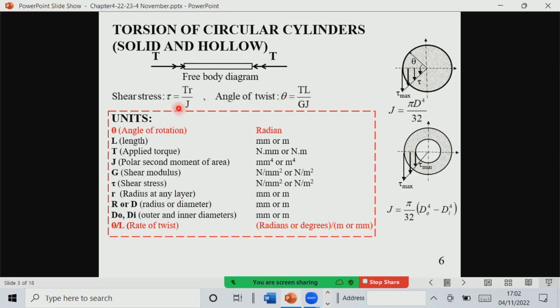The units of the variables in these two equations are given on slide number 6. Theta is the angle of rotation, and the unit for it is radian. And usually we use the rate of twist, which we show by theta over L or d theta over dz. For the polar second moment of area, if it's solid, we use this relation. If it's hollow, we use this relation. And if it's thin walled, J is equal to pi r cubed t, where r is the radius of the thin walled cylinder and t is the thickness. This is provided the ratio between t and r is very small.